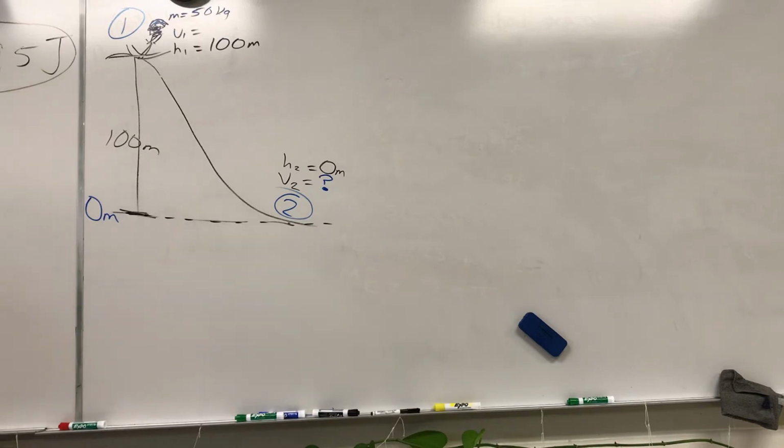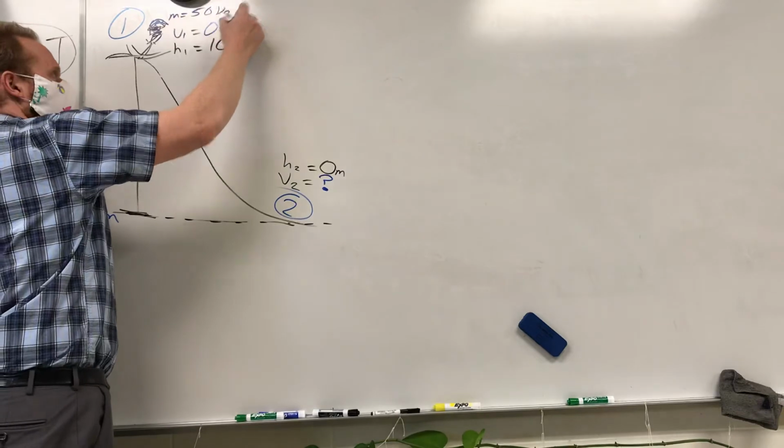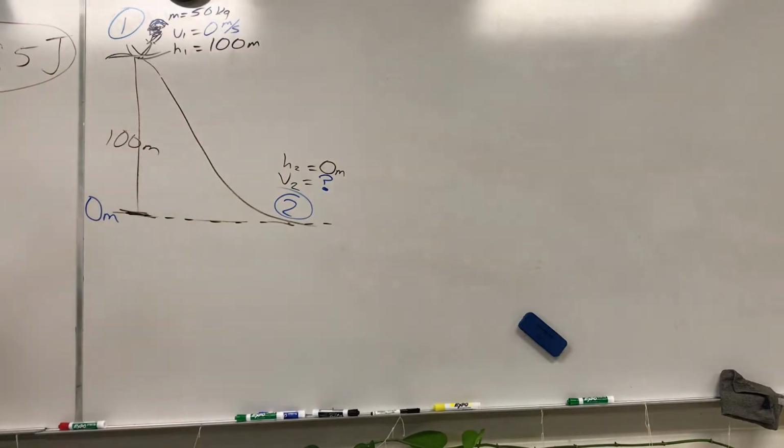And we're left with V1. Now, V1 is not stated. It says a skier starts at the top of the hill. Hopefully that's implied enough for you that he is at the top of the hill and he's going to start. Hopefully we're clear he's not moving at the top of the hill.